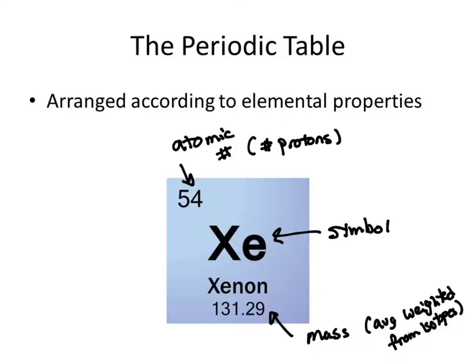Some periodic tables will have more information, like some of them will have the name of the element in addition to just the symbol. Some of them will have other information, like I think the one I give you guys for your tests and quizzes has electronegativity data on it. But the basic periodic table is just going to have the atomic number, the symbol, and the mass.